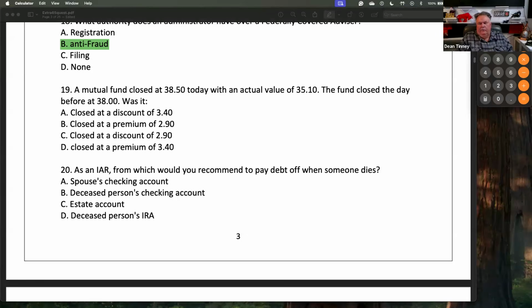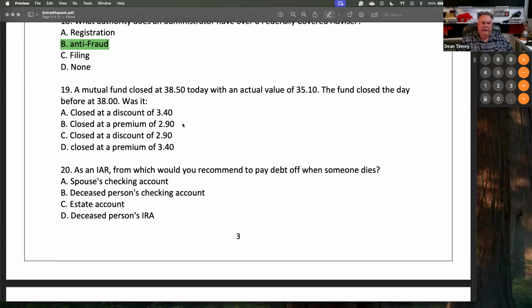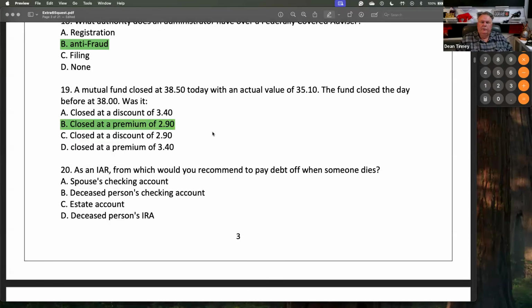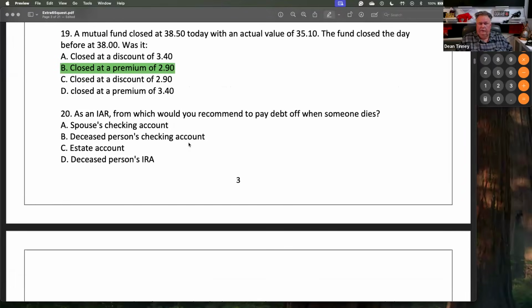I don't particularly care about this question, Joseph, but I do think it's very testable to know the difference between closed-end funds and open-end funds as it relates to how they trade. The open-end trades on the NAV, and the closed-end trades based on supply and demand. Very much a test issue.